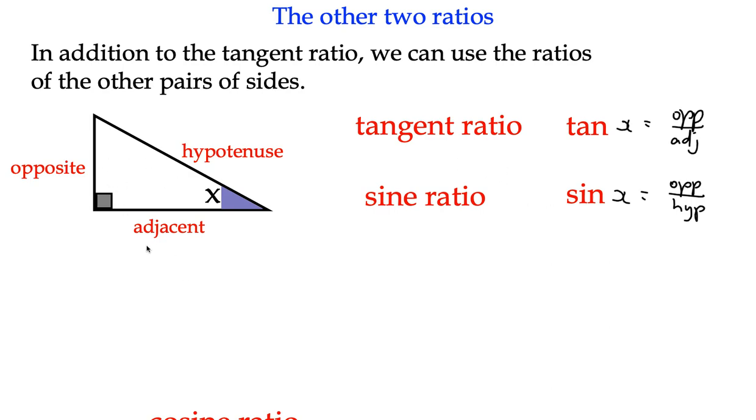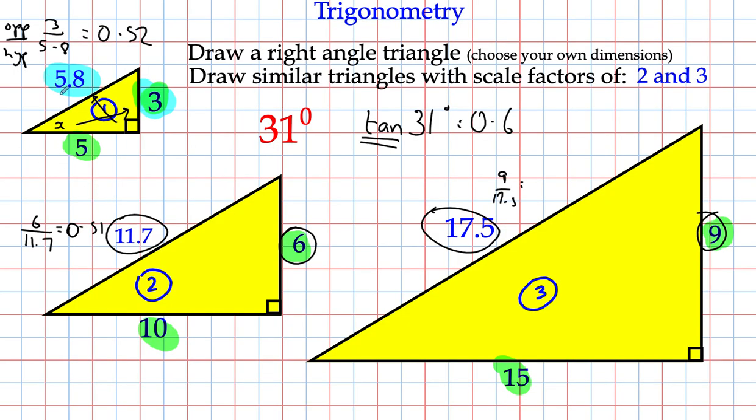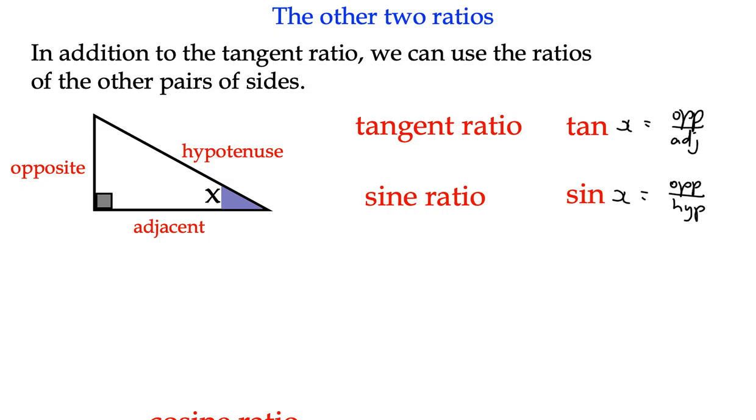Okay, and the other one, which we hadn't thought about yet, but we can go back and think about it. What happened if we used the 5 and the 5.8? What happens if we use the adjacent and hypotenuse as our pair of bits of information? Well, we can do that as well, and we call that the cosine ratio. So the cosine ratio, which is abbreviated to cos, is simply when you take another pair of sides, and that pair is the adjacent divided by the hypotenuse.